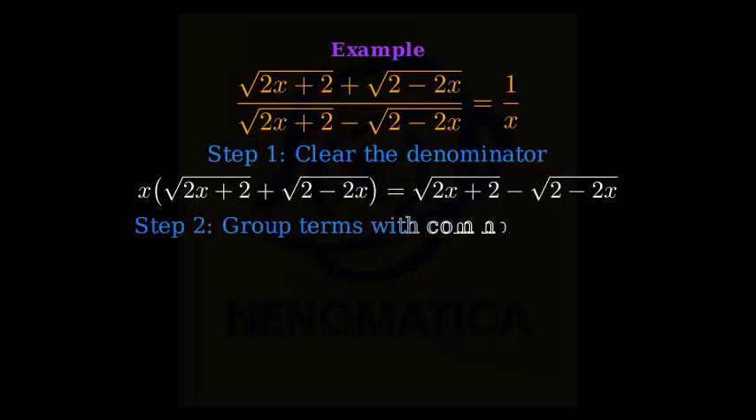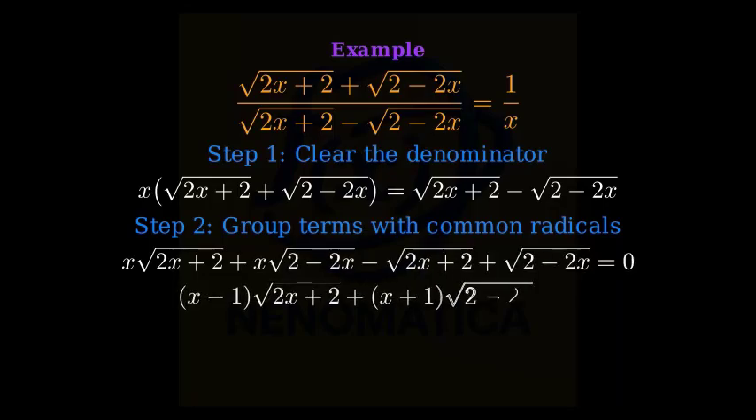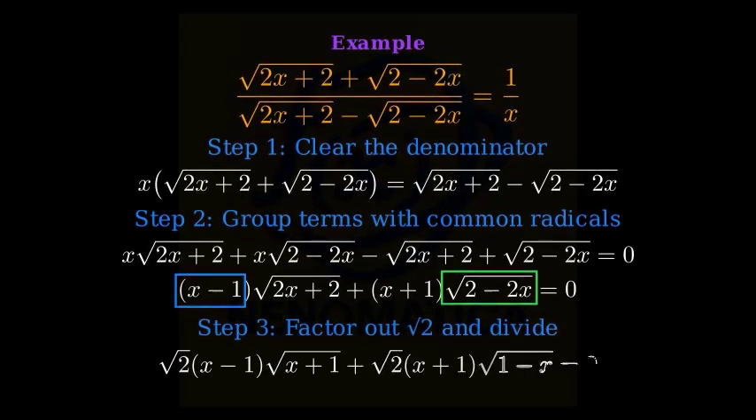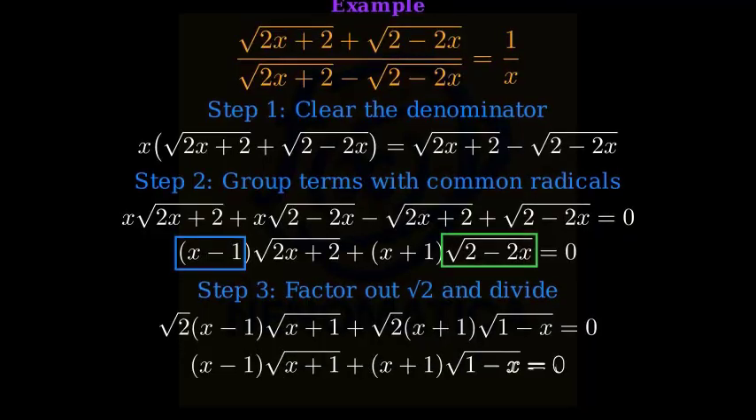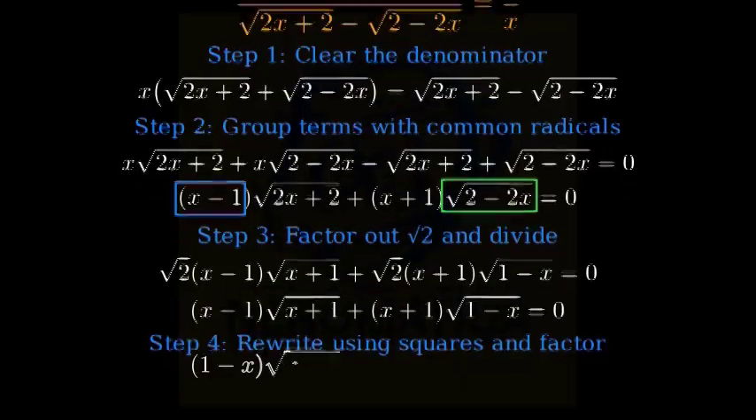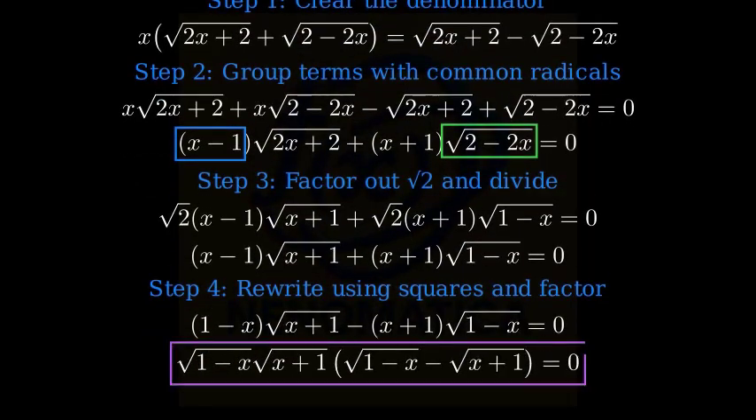Step 2. Move all terms to one side and group like radicals. Step 3. Pull a factor of square root of 2 out of each radical. Then divide both sides by square root of 2. Step 4. Multiply the entire equation by negative 1 to prepare a clean factorization. Replace 1 minus x by the square of square root of 1 minus x, and x plus 1 by the square of square root of x plus 1. That turns the expression into a product.